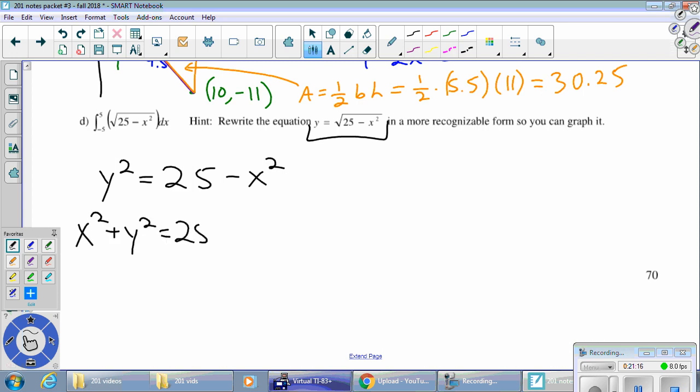And I'm really hoping that looks familiar and that you recognize that that is the equation of a circle centered at the origin with radius not 25. That 25 is r squared. So the radius of this circle is actually 5. So we'll draw a picture.